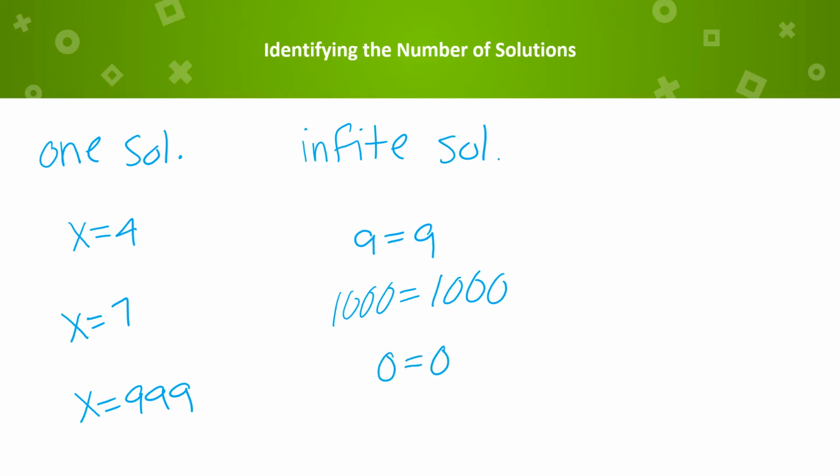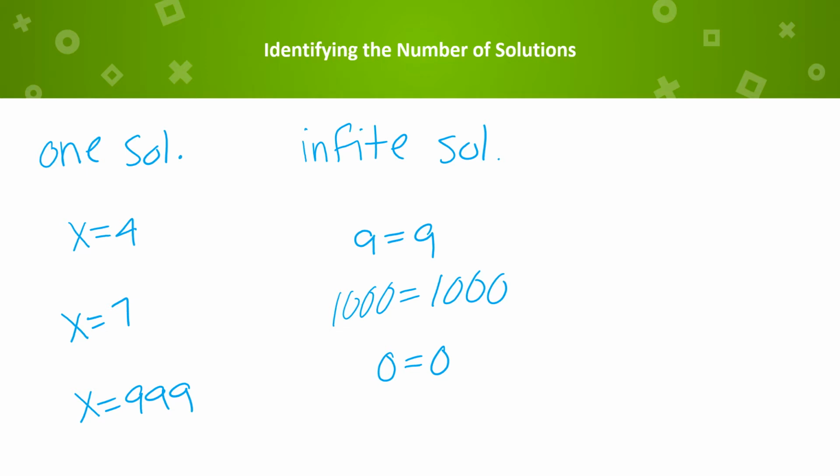These are all true statements. Yes, 9 is equal to 9, 1,000 is equal to 1,000, 0 is equal to 0. These are all true, and if you ever solve an equation and get something that is a true statement with no variables in it, then you know you have infinitely many solutions.